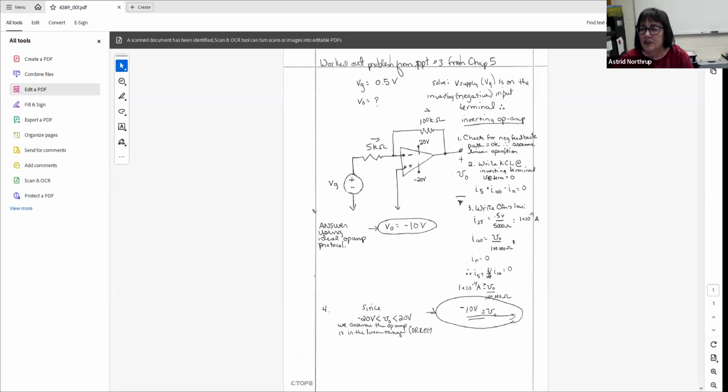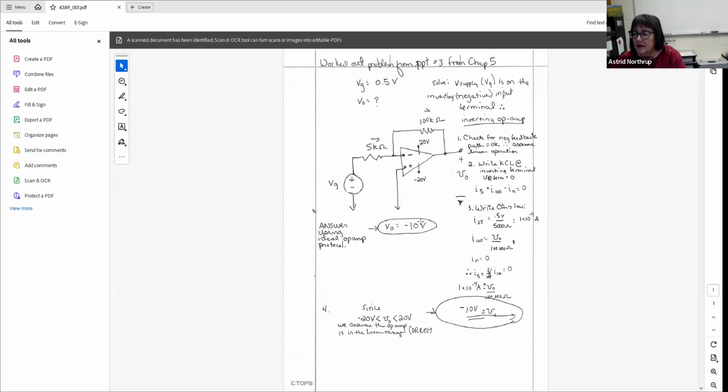This page is also on your Moodle page. As you can see, I've redrawn the circuit. I've redrawn that op-amp. V sub G, the voltage at the source, is 0.5 volts, and we want to know what V sub O is. So I've gone through the procedure. The first step is to check for negative feedback, because if we don't have this negative feedback loop, we can't analyze the circuit at all.